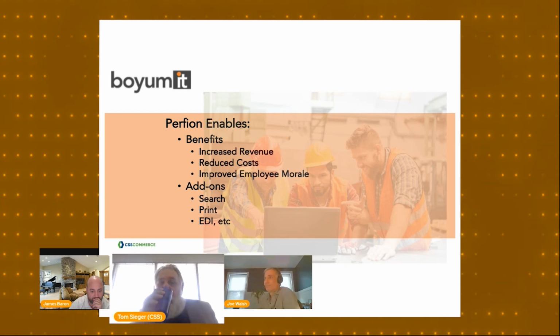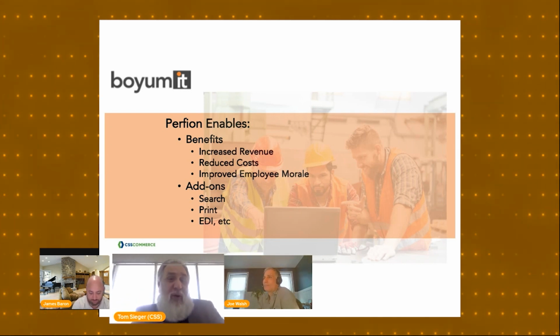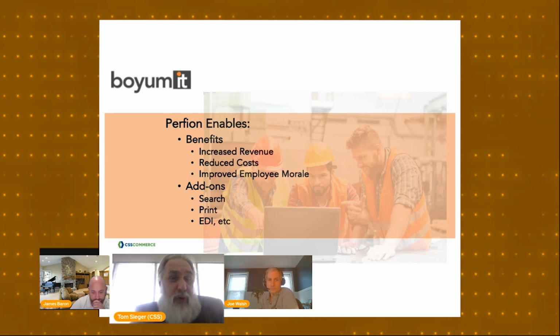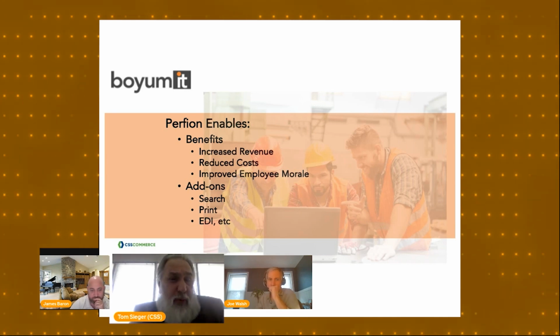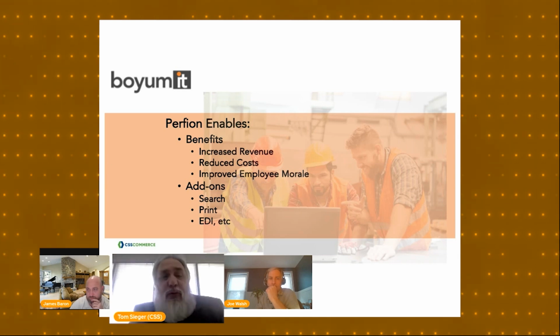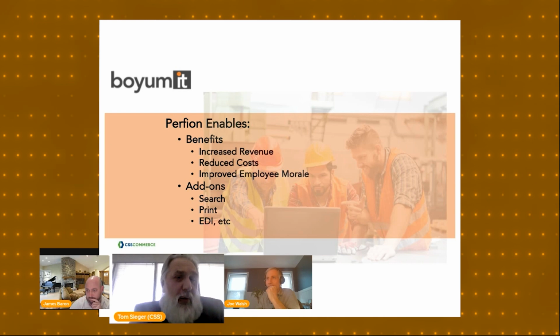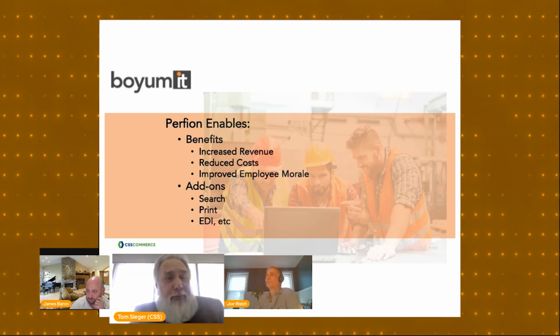Next slide. So customers, what they really care about is what does that translate into for us, right? And what it translates for your customer is increased revenue. On average, our PIM customers, our Perfion customers have seen an increase of 17% in revenue. And that goes from as low as 10% to as high as 30%.